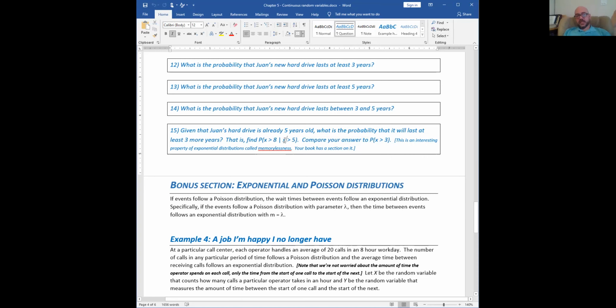So we're going to do that in the same way. So the probability that x is greater than 8, given that x is greater than 5. So we're going to do that the same way we do every conditional probability. So let's go look at this.